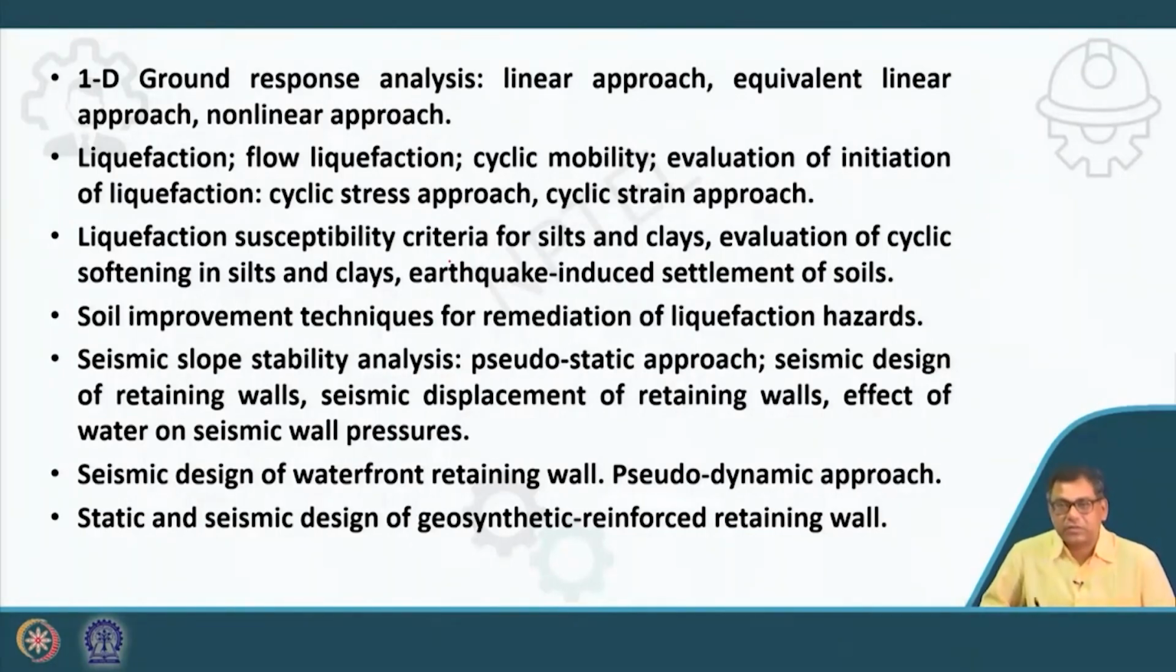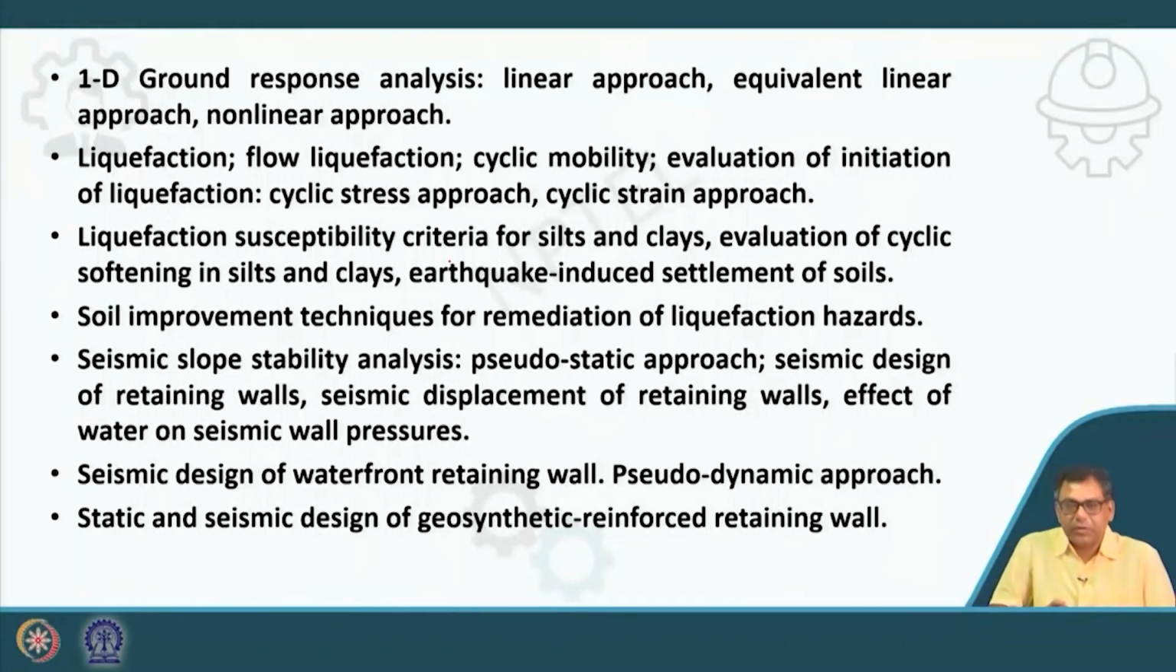We will discuss the pseudostatic analysis, pseudodynamic analysis, then seismic design of retaining walls, okay, seismic displacement of the retaining wall, then the effect of water in the backfill, how this water position will affect the earth pressure, that will also be discussed. And then as I mentioned, due to the earthquake, waterfront retaining structures are damaged. So how to design these waterfront retaining walls, those will also be discussed. Then the static and seismic design of geosynthetic reinforced retaining walls will also be discussed.